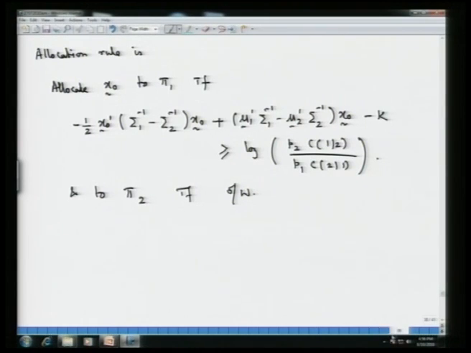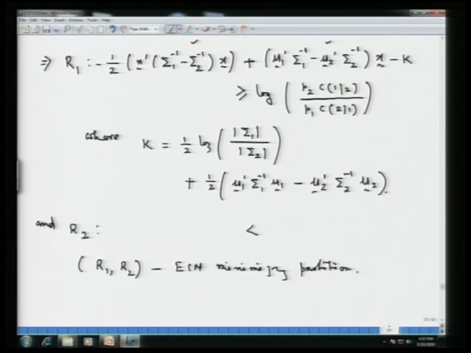Now, once again you see that this expression involves quantities like mu 1, mu 2, sigma 1, sigma 2. One would need to replace those by the corresponding sample estimates. Also, just to note, this term involves a quadratic term, and hence such a discriminant function is called a quadratic discriminant function.